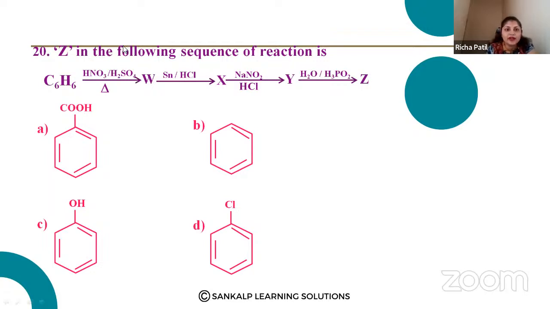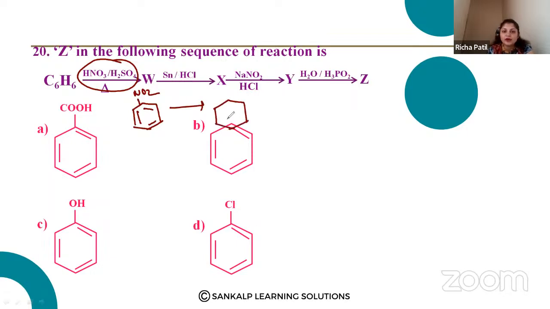So Z in the following reaction is? You have to tell what Z is in the following reaction. C6H6 is benzene. Benzene is treated with a nitrating solution. Nitrating solution means you will yield nitrobenzene. So nitrobenzene is further treated with zinc and HCl. You will yield NH2, right? This is reduction. You are going to do reduction with tin and HCl, right?